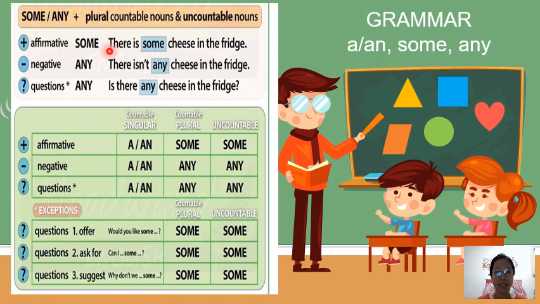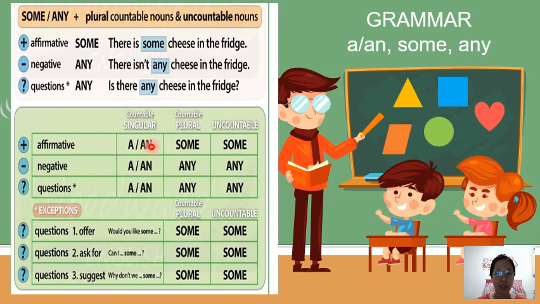Affirmative: there is some cheese in the fridge. For negative and question forms, we will use any. There isn't any cheese in the fridge. For the question form, is there any cheese in the fridge? So for positive, we will use some. For questions, or when there is no more left, we use any. So these are the differences.